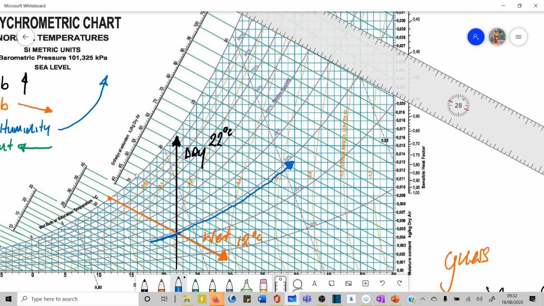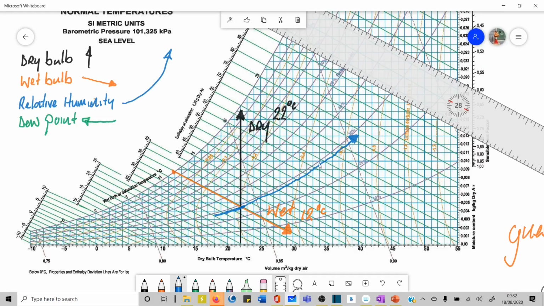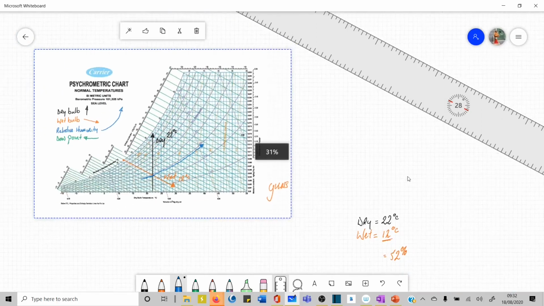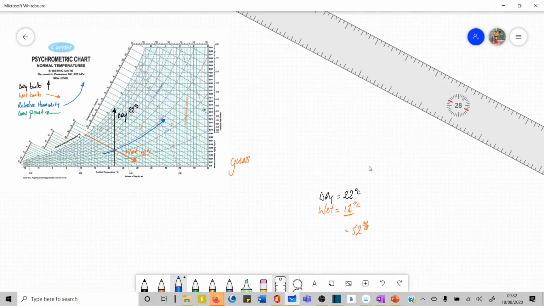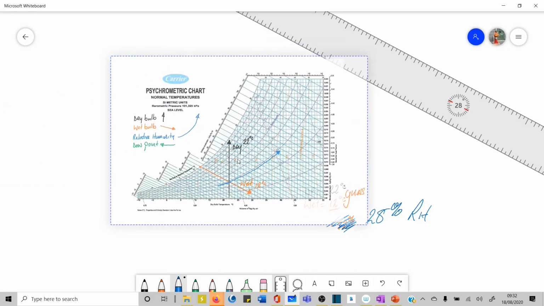Yeah, that is a strange one. However, it is what it is. So we've got a reading there, I would say, of around about 28%. Okay, 28%. So I'm wrong here. That was my guess over here. And in fact, it was 28% relative humidity, based on these here.